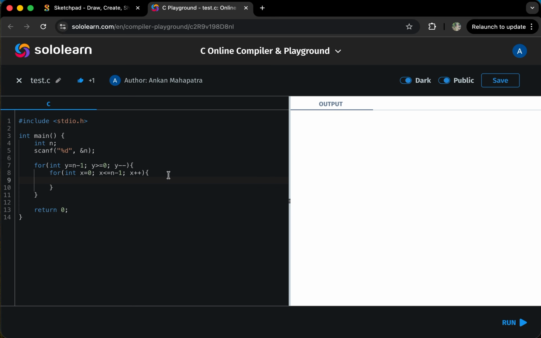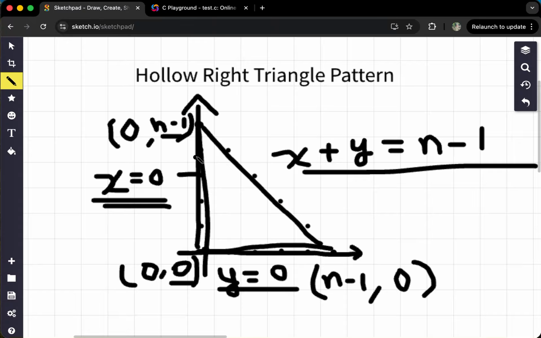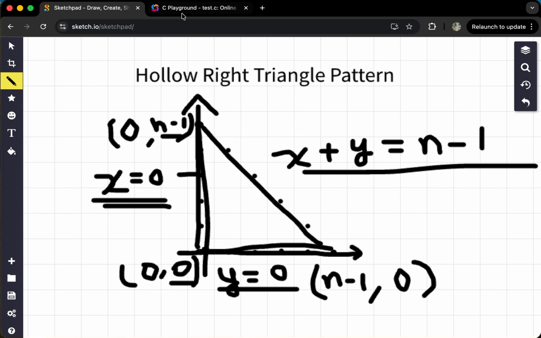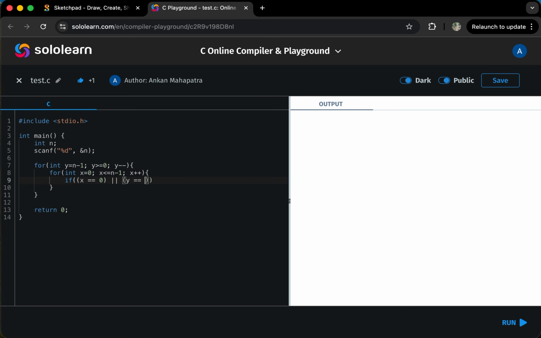So let's take an if condition. So we have three conditions. So the first condition is for the first line, that is x equal to 0. So let's check that. If x equal to 0, or the second line equation is y equal to 0. So let's write that down. Y equal to 0. Or the third condition is x plus y equal to n minus 1. So let's write that down. So these are the three conditions. And if any of this satisfies, then we have to print a symbol.